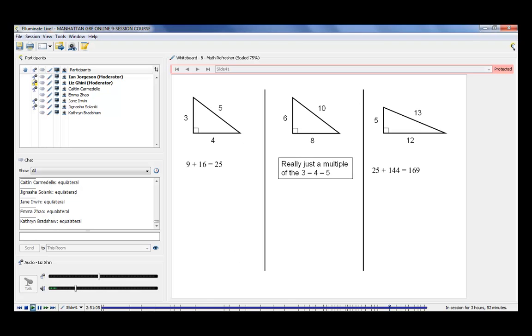Okay. They think this extra layer just makes it more fun.